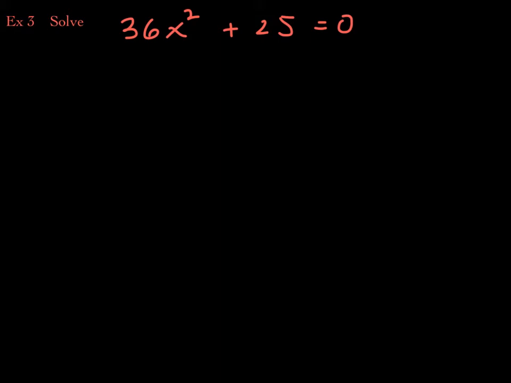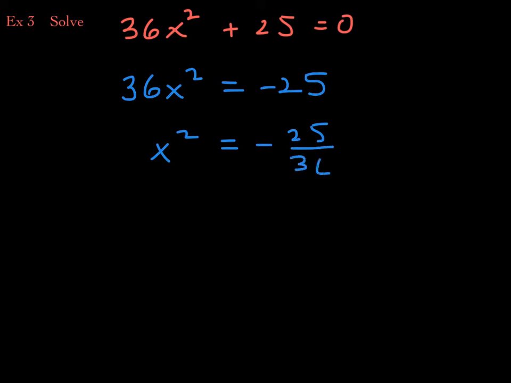Our next equation says 36x squared plus 25 is equal to 0. Now this is a sum of two perfect squares, and we know a sum of two perfect squares does not factor. And so what we're going to do is use the square root property, and what we want to do first is isolate the squared expression. So we want to get x squared all by itself. We can get x squared by itself if we start by subtracting 25 from both sides. And then if we divide both sides by 36, we get negative 25 over 36.